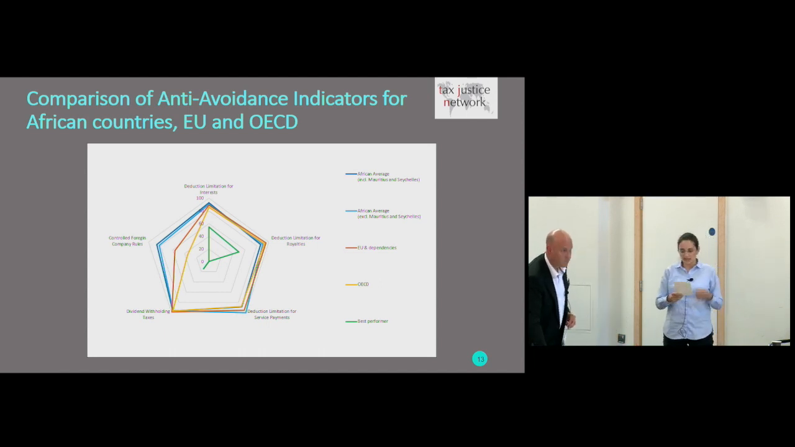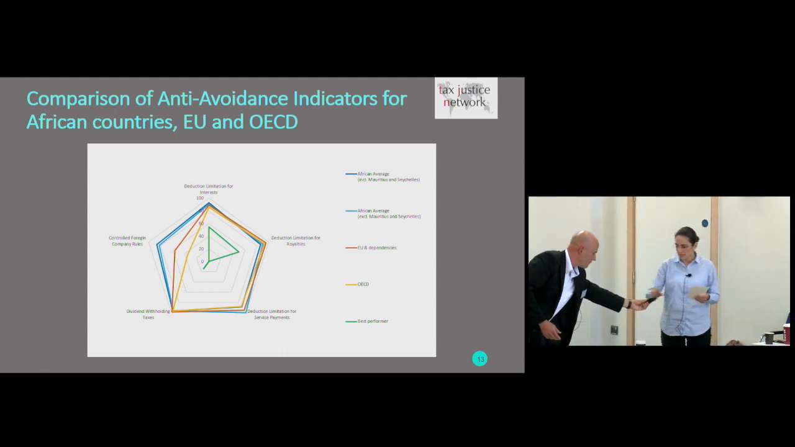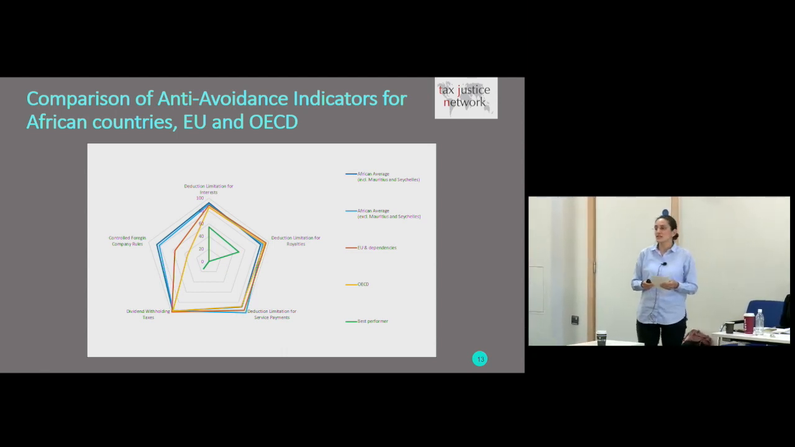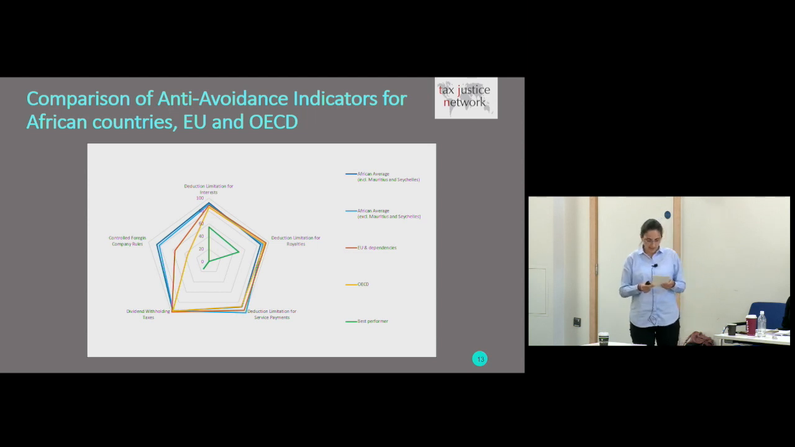Base erosion and profit shifting policies require implementation through unilateral actions such as domestic legislation or administrative regulations, and or bilateral or multilateral actions via international treaties. Under the anti-avoidance group, we examined unilateral actions taken. The group consists of 5 indicators. First 3 are deduction limitation for 3 types of payment scenario, i.e. interest, royalty, and service payments. And the fourth one is withholding tax for dividends, and the 5th one is controlled foreign company rules.